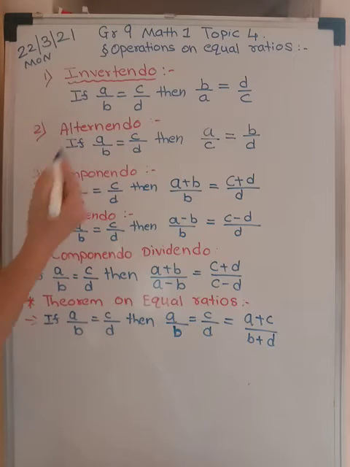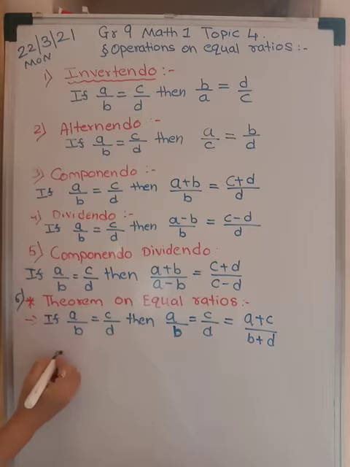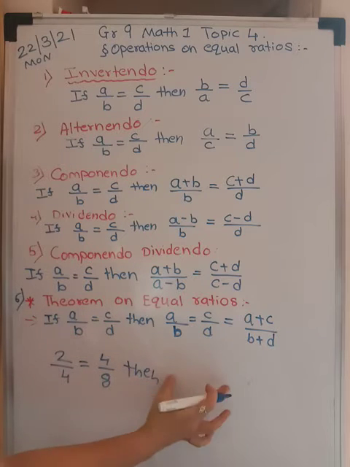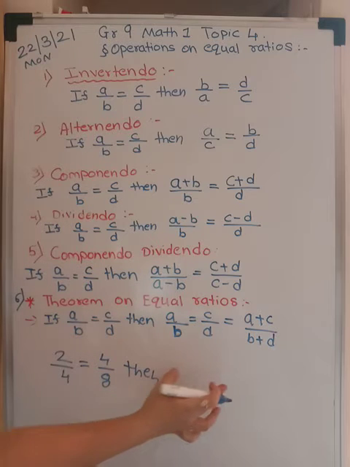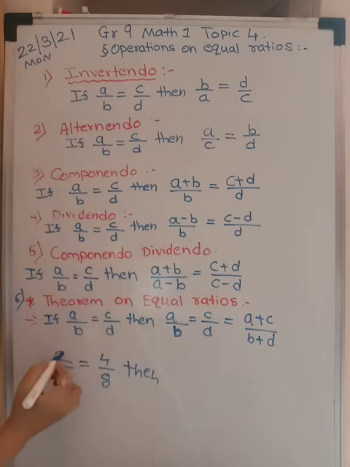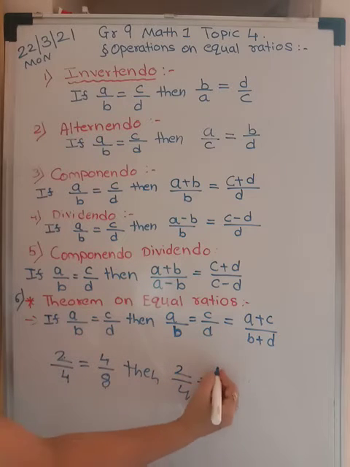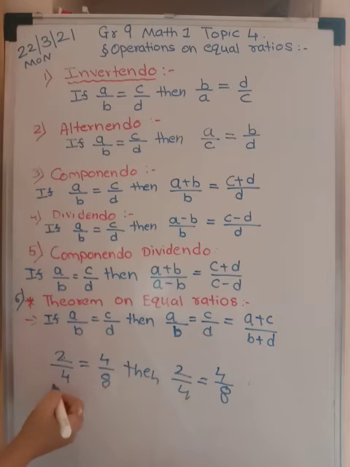For example, let us take an easy example. 2 upon 4 should be equal to 4 upon 8. Both are 1 by 2, 1 by 2. If these two are equal, then these two ratios also should be equal. Which two ratios? A upon C. This is your A, B, C and D. Then A upon C means what? 2 upon 4 should be equal to 4 upon 8. Isn't it? Just check. Are these two equal?